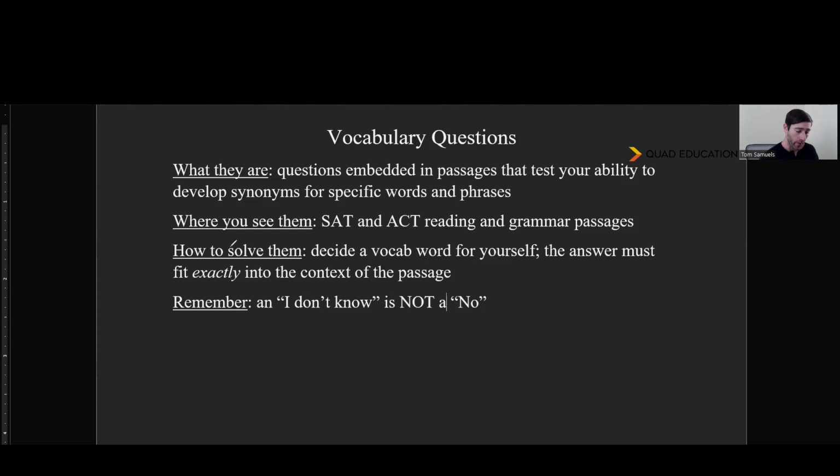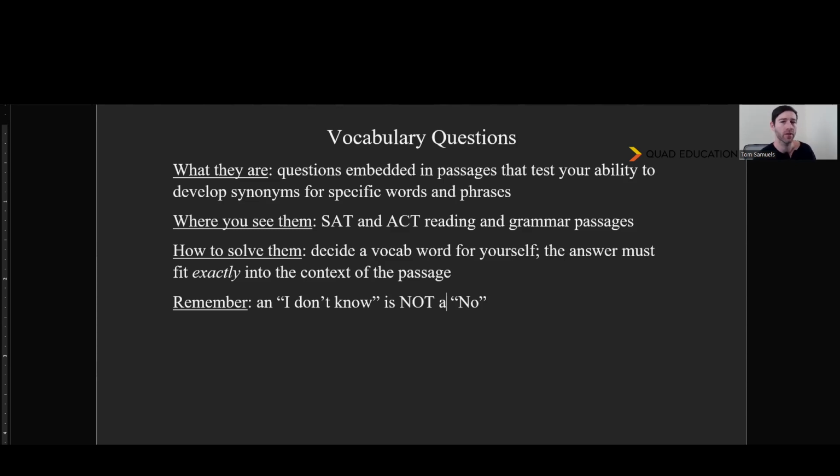I've also written here that the answer that you select must fit exactly. If there's any sort of wiggle, that means that it's not the correct answer. So the word that you select must fit exactly into the context. That's with any prepositions, so if it's on or in, it needs to fit with that. And all of the definition needs to be there as well.